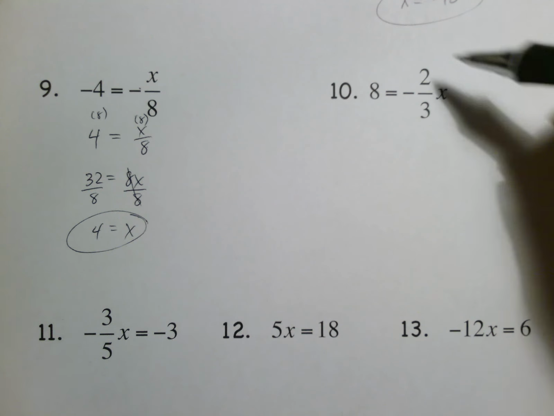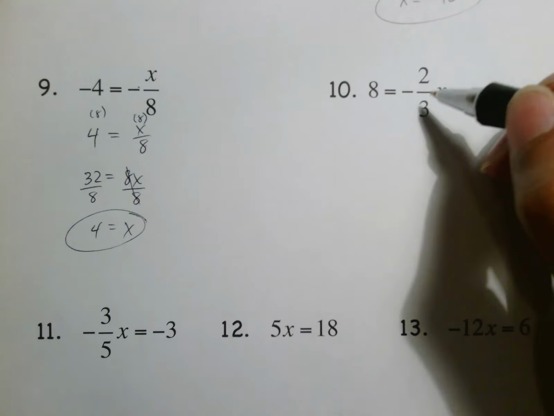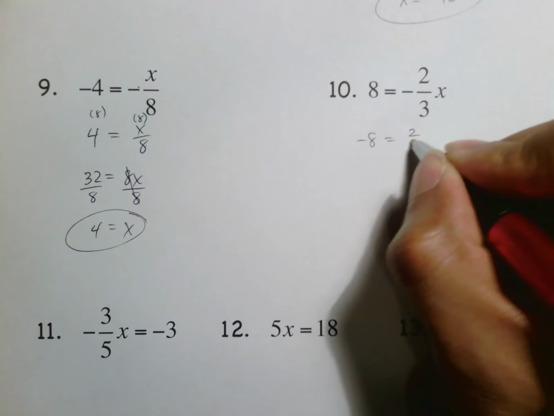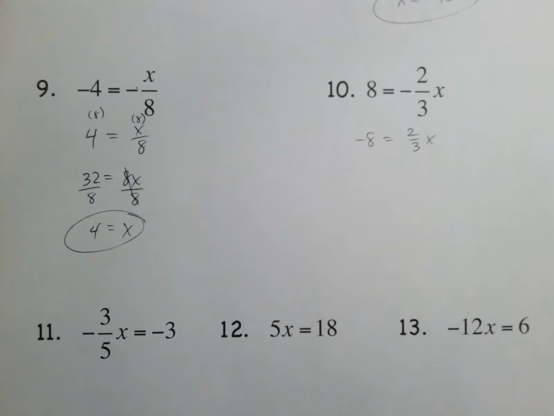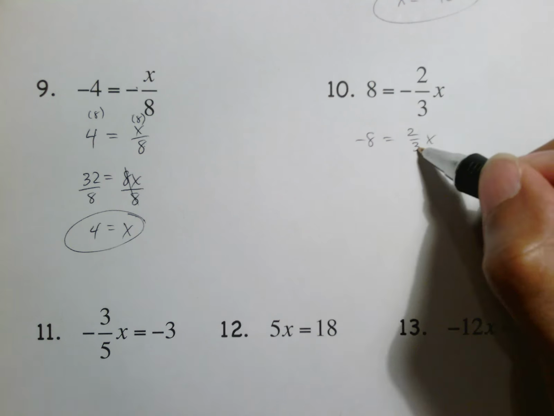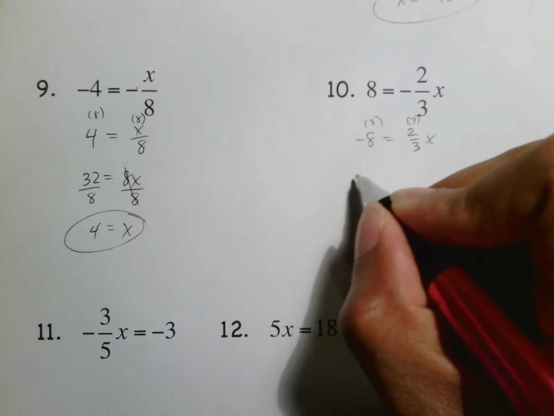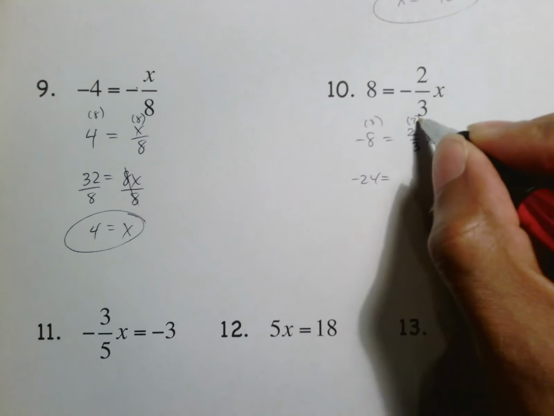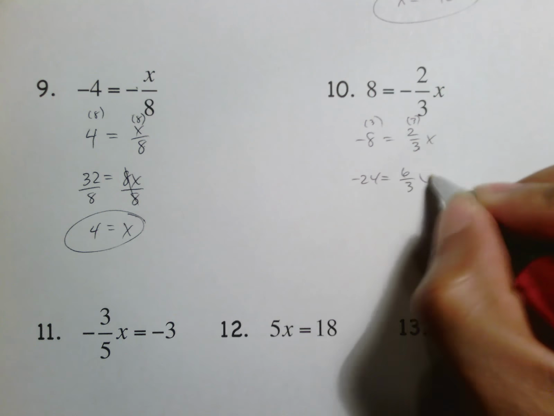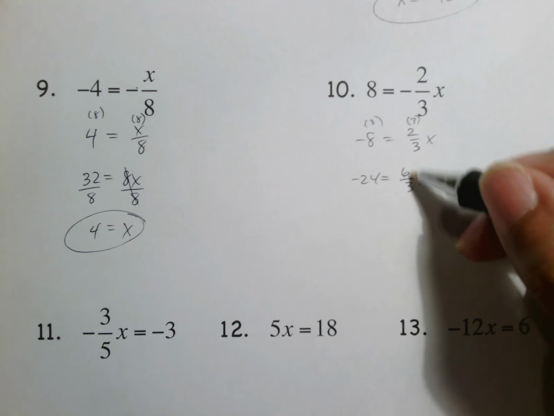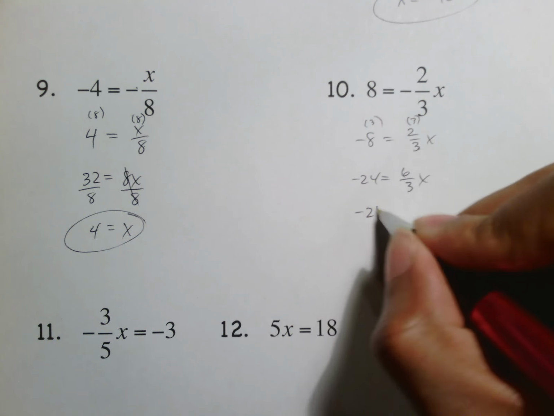Even with the ugly fractions, same thing. I don't like the negative attached to the x, so I switch both sides. I don't like the fraction, so I get rid of the bottom number by multiplying it to the top. This becomes negative 24 equals, that becomes 6 over 3x. And as usual, whenever you do that, the number here is always divisible. 6 divided by 3 is actually 2.